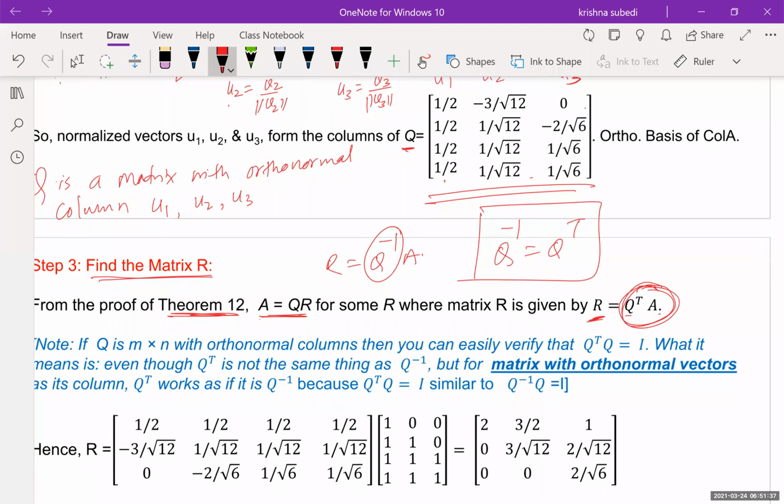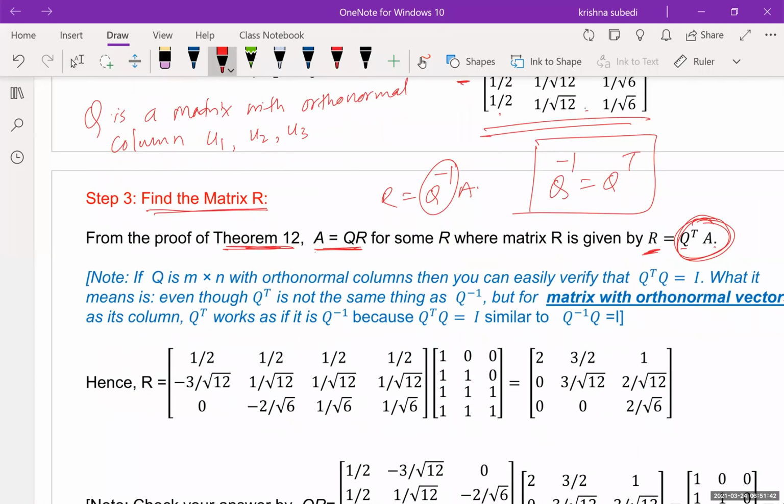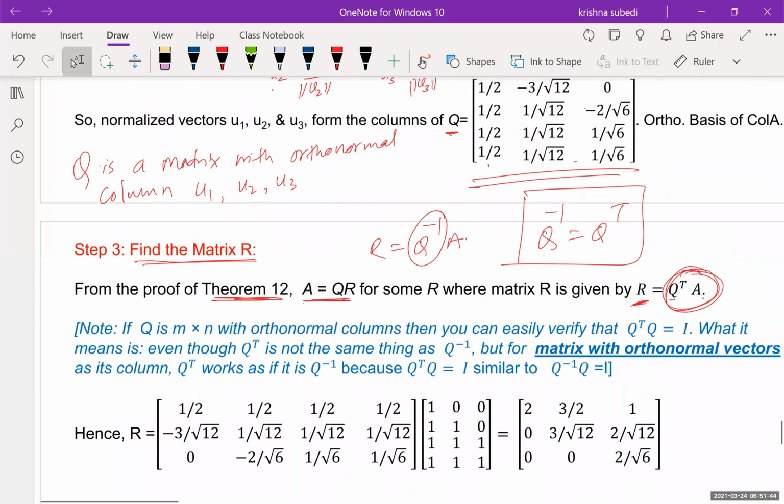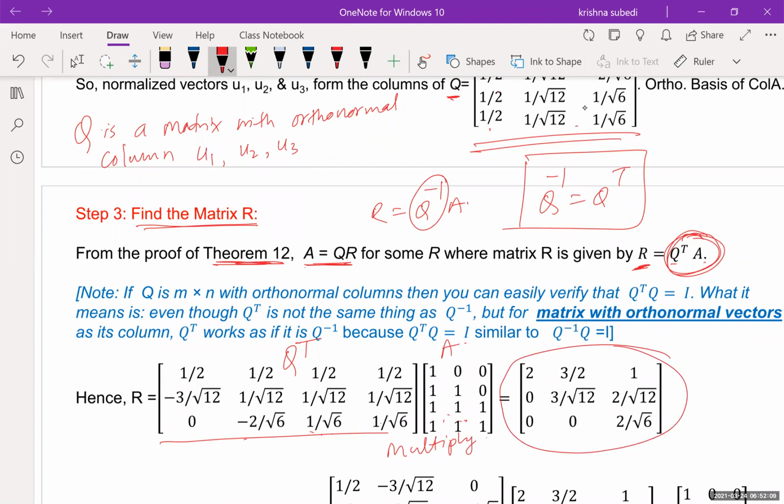So what is Q transpose? Well, the Q matrix is already there. So you just transpose that, meaning you change the rows into columns and columns into rows. So that's what we got. This is our Q transpose. And then A is this. Now you multiply these two matrices. You know how to multiply them, and the result will be this one.